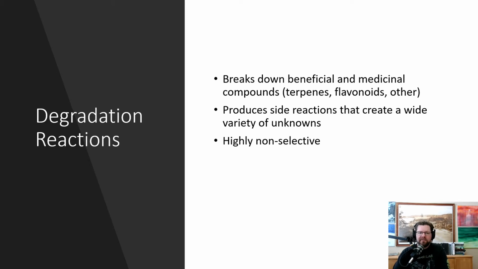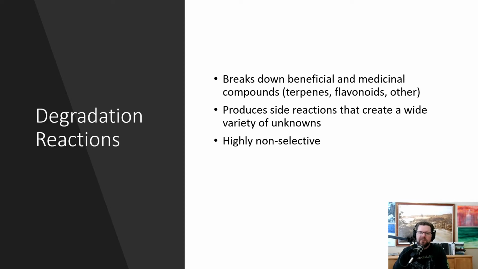There are a couple different things that you need to think about when you are doing degradation reactions. The first thing is it breaks down the beneficial and medicinal compounds that are in there in addition to the THC. So if you have beneficial terpenes in there of any kind, if you have flavonoids in there, which are known to be health benefit, then you are basically getting rid of those, or very likely you are losing those trace components that really have a good impact on the entourage effect.